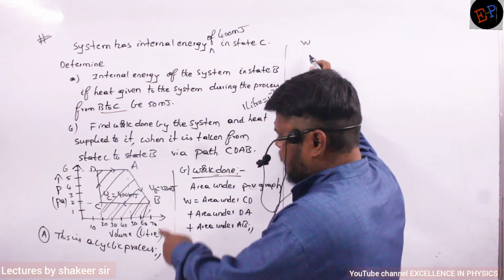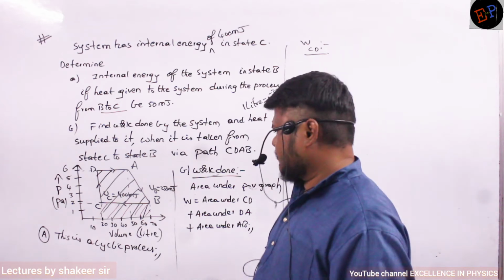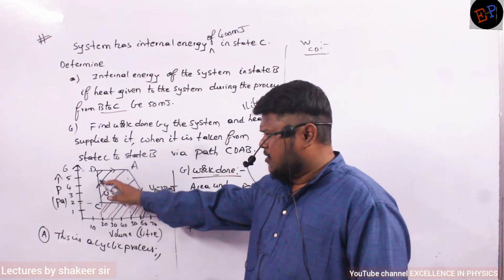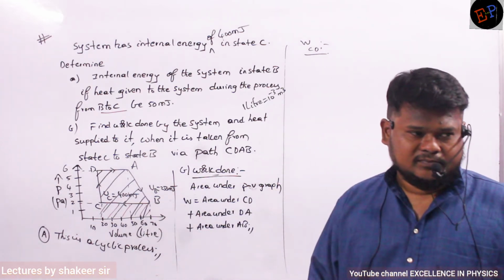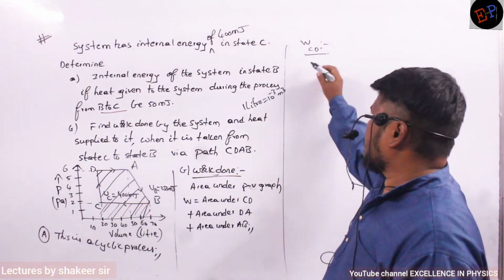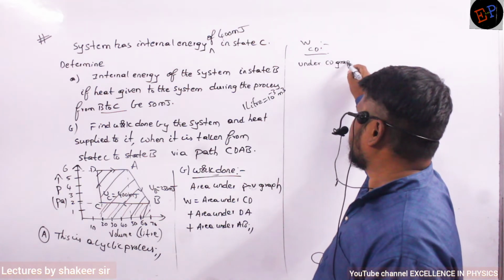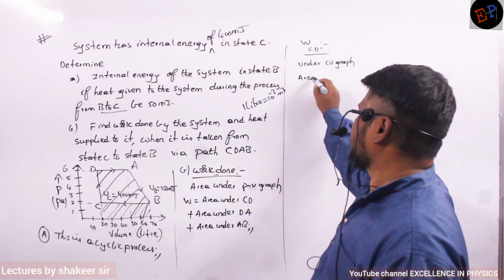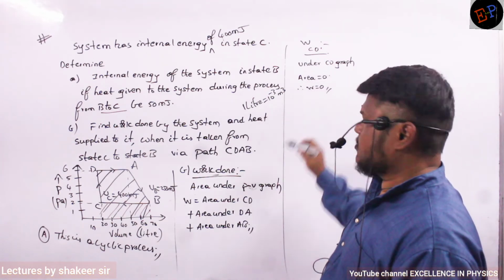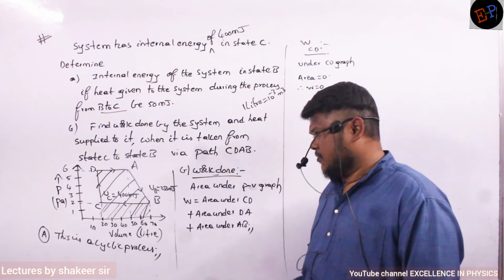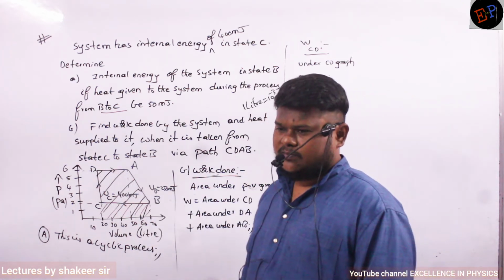So work done from C to D. First I will calculate this one, which is nothing but the area under the graph. In between C and D, is there any area? No area. It means work is not done. So under the CD graph, the area is 0, and therefore work done is also 0. Is it clear? Very careful. Can you say why work done is 0 in between the CD graph?